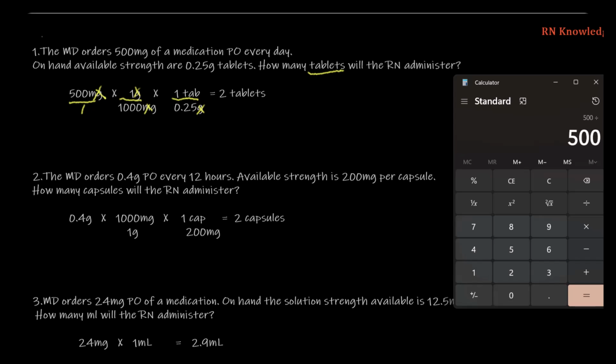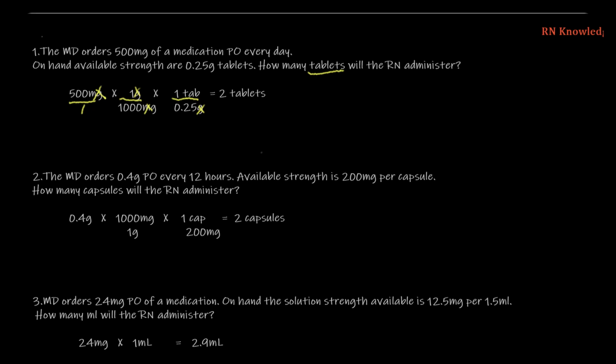500 times 1 is 500, divided by 1,000, divided by 0.25, gives us 2 tablets for our answer. A key point in working these problems with this technique is that we're working diagonally. Cross-canceling the unwanted units, we multiply across and then divide to get our answer.